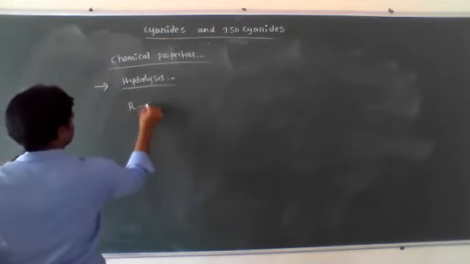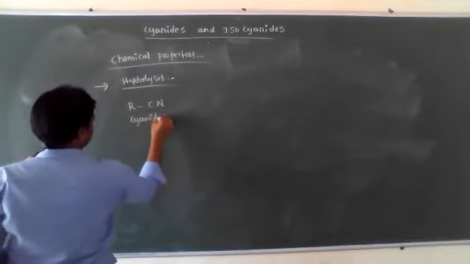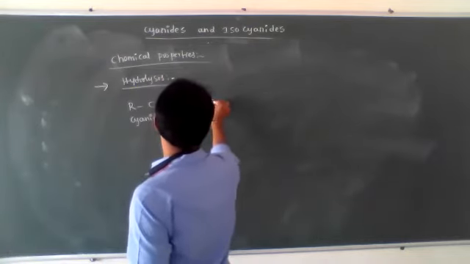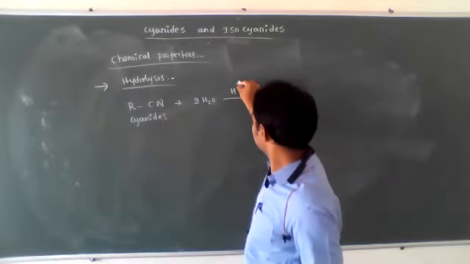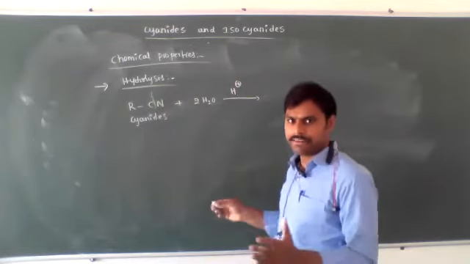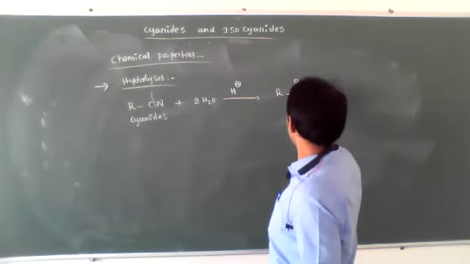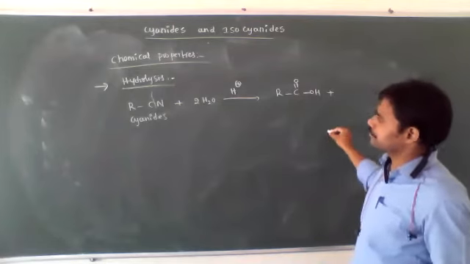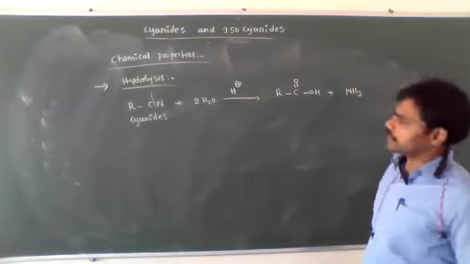Cyanides on hydrolysis in acidic medium: what happens to the CN group? Carbon and nitrogen completely break, and it is converted into RCOOH, carboxylic acids, plus ammonia as the byproduct.